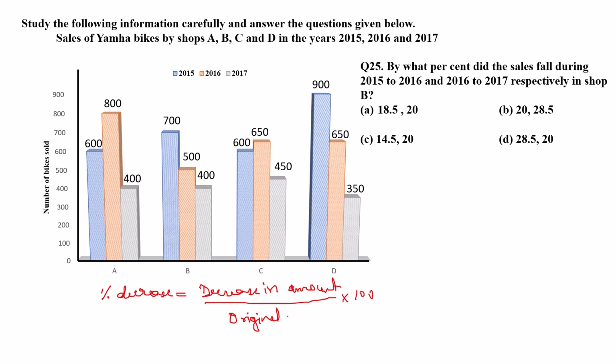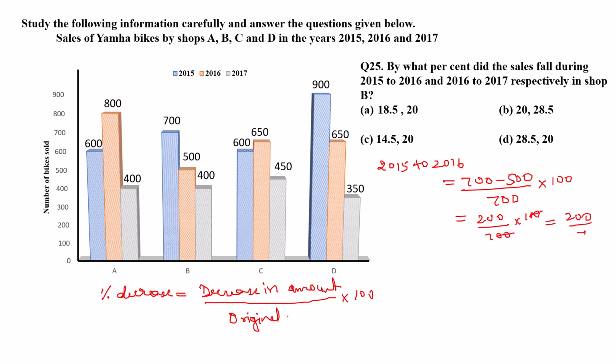So first, if you take 2015 to 2016, isn't it? In 2015 it was 700, decreased to 500. So the decrease in amount is 700 minus 500, and from where did it decrease? From 700. And to convert to percentage, multiply by 100. So it is 200 by 700 into 100. So it is 200 divided by 7. Now you have to divide it. So you will get 28.5%. Same way you have to do for 2016 to 2017.